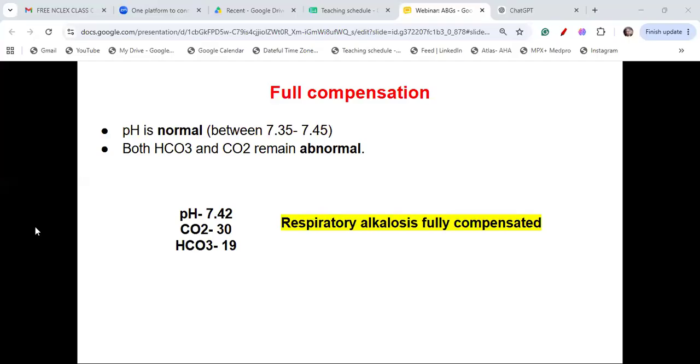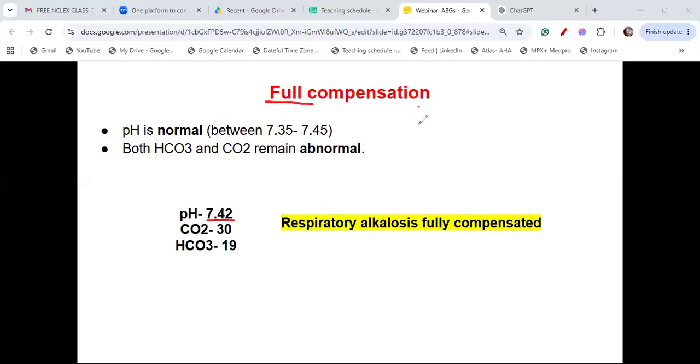So for fully compensated, we talk about pH being normal, and you know the normal is between 7.35 to 7.45. And then the two parameters remain abnormal. Remember, there's a problem somewhere. One of them is trying to compensate to a point that it has brought the pH back to where it was supposed to be. Now, most of the students don't understand how we come about the name full. So this pH is normal, as you can see, but there's somewhere it was coming from.